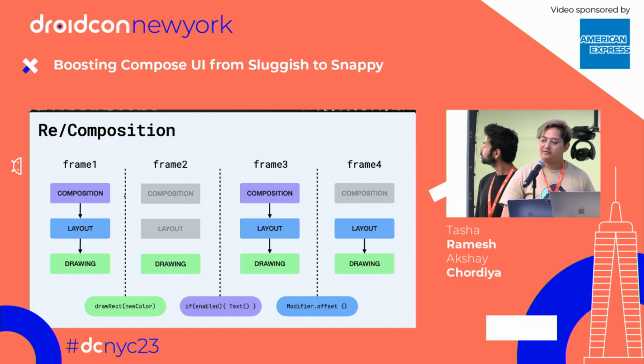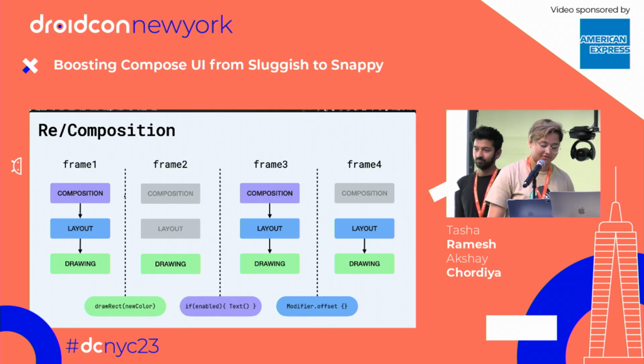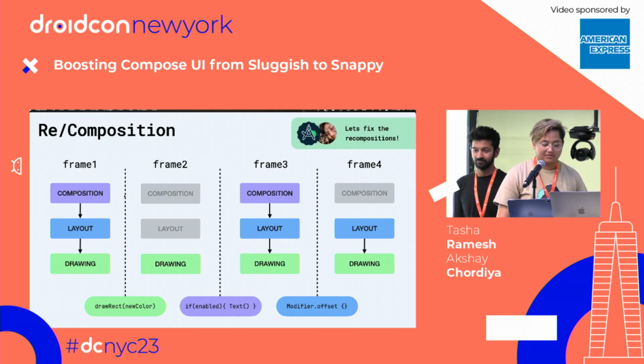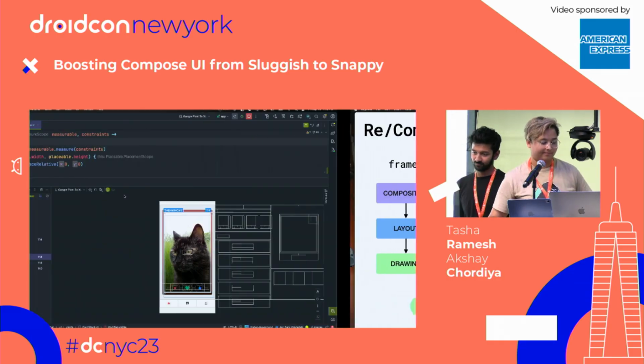But if you do something funky in your app to confuse it to the point where it thinks it needs to rerun every phase all the time, that's when jank seeps in, and that's when you'll start having performance issues. So let's try to fix these recompositions. We'll go back to Android Studio.